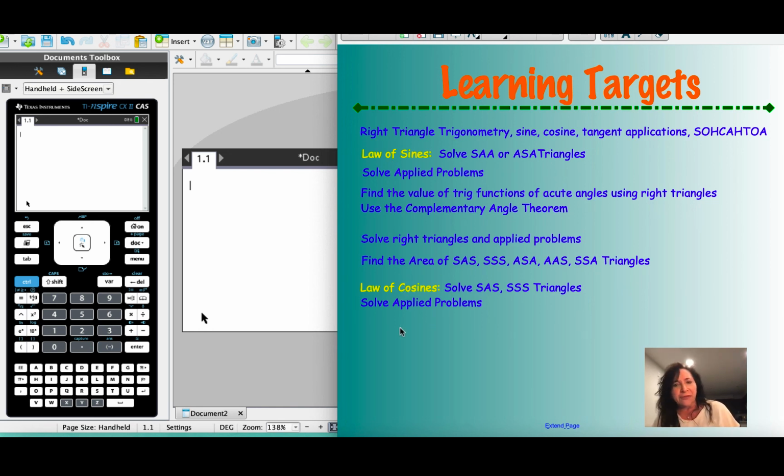We're going to use law of sines when mostly we have two angles. So if we have an angle and a side, or if we have an angle, a side, and an angle, we want to use the law of sines for these two options. And then, of course, law of cosines we want to use if we have two sides. So if you have side, side, or if you have side, angle, side.